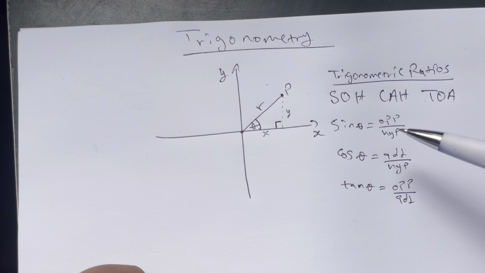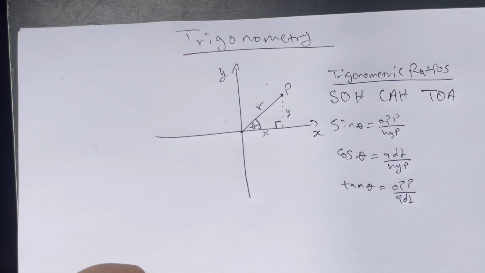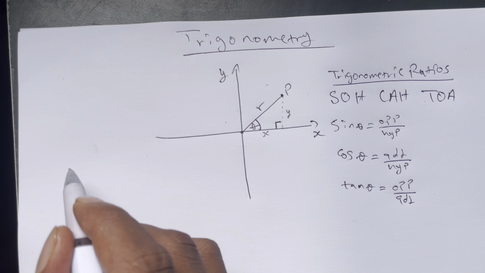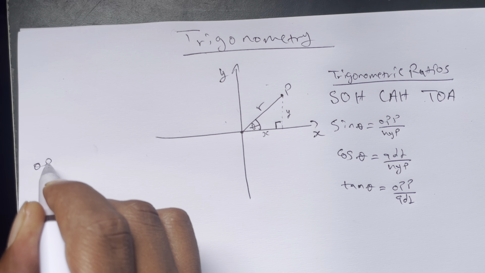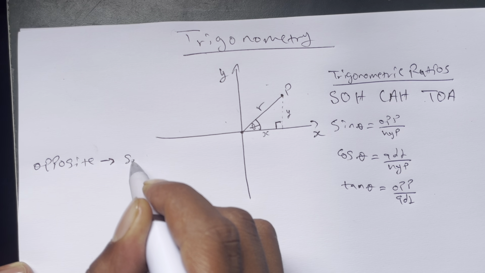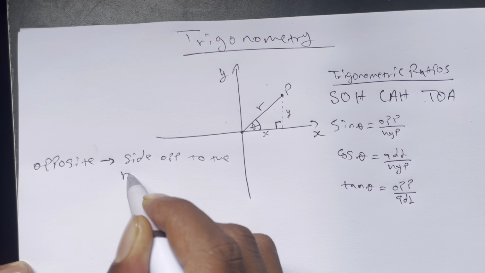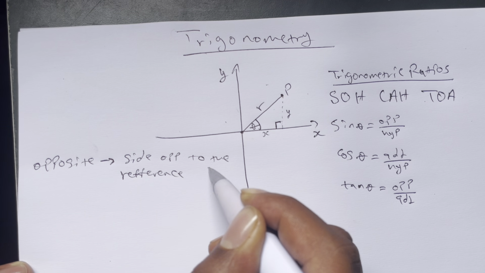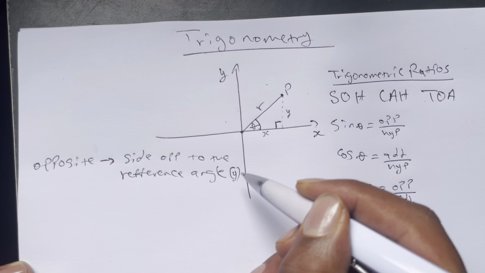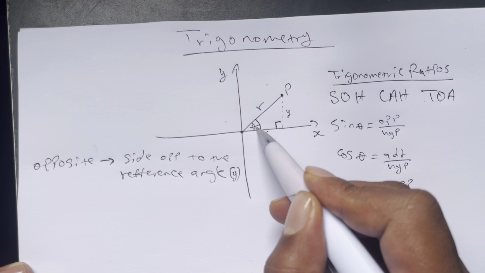Now let's define the sides opposite, hypotenuse, and adjacent in terms of x, r, and y. The opposite side is the side opposite to the reference angle. In this instance, it's y. So y is the side which is opposite to our reference angle, theta.